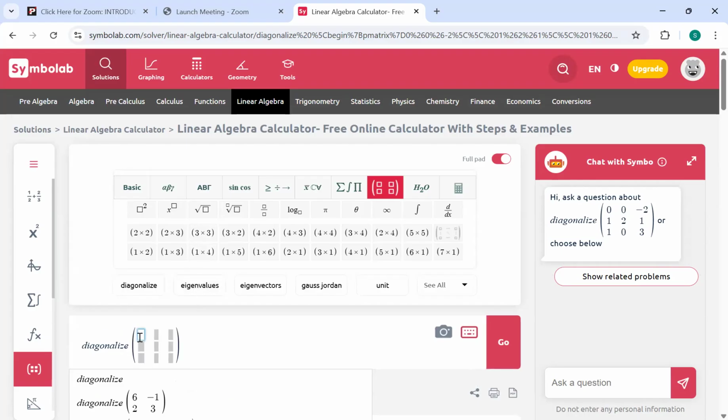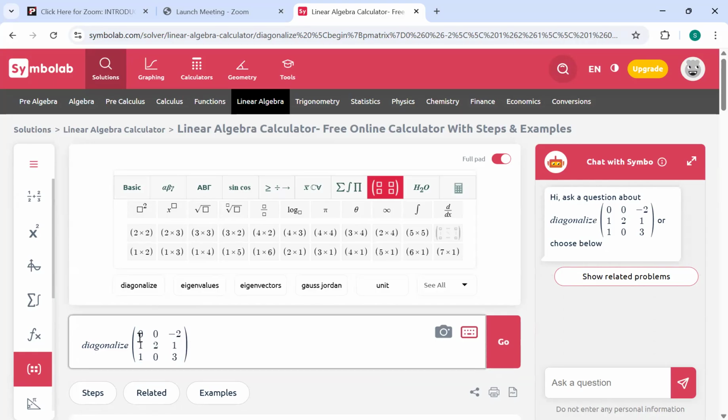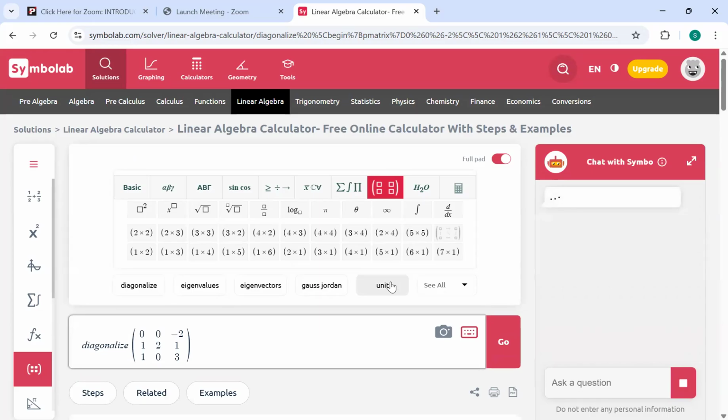And we're going to stay with the problem we did before the break, which is a 3x3. The numbers for matrix A were 0, 0, -2, and then we had 1, 2, 1, and then 1, 0, 3. Okay, so those were the elements of that matrix. And we're just going to hit diagonalize and see what happens here. Go, and there you go.